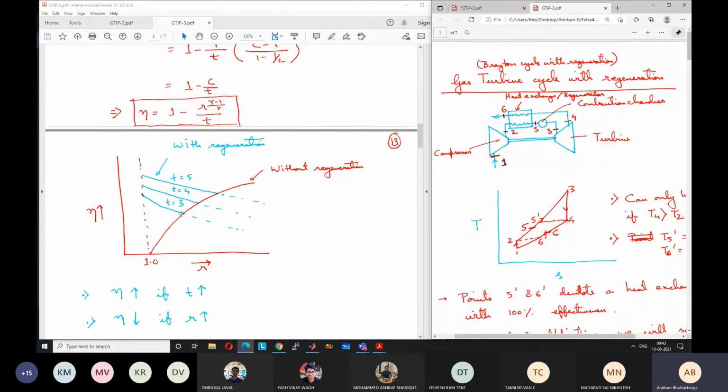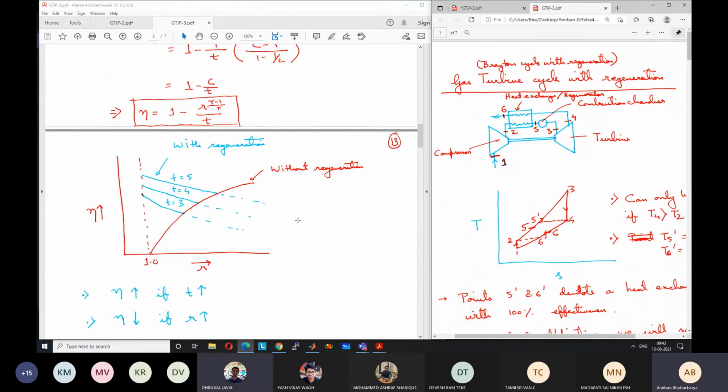So physically, what does it mean? At what point do you think this will occur? At what point do you think the simple Brayton cycle is sufficient? There is no need for any regeneration. Physically, when will this happen in the cycle, that these two efficiencies are the same? I'm waiting for some answers.